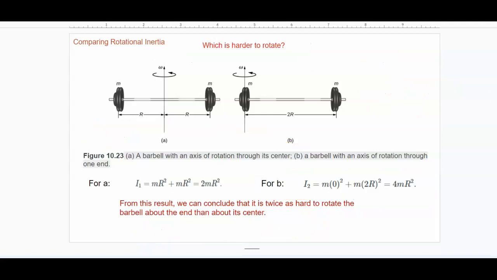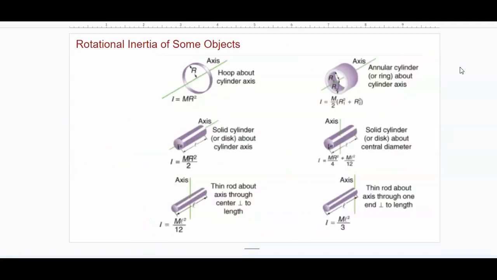Just to give you an idea of what I mean, most of these have already been calculated for you. For example, if you have a hoop rotating about a cylindrical axis, the moment of inertia for a hoop would be I equals mr squared. What if you have a solid cylinder or a disk spinning about its central axis? Then the moment of inertia for that shape would be mr squared divided by 2.